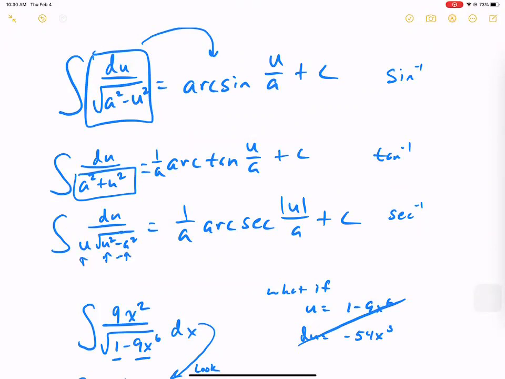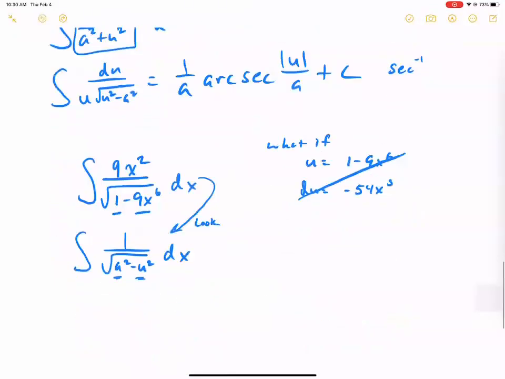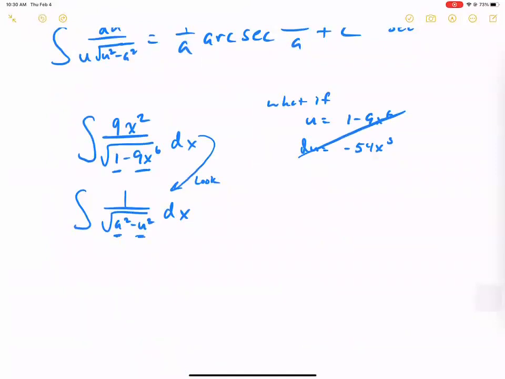So my hope first is that it's secant. Oh, sorry, sine. It's sine. That's my first hope because that's easier. So take a look here. We're going to have to declare a new u, and the u is not going to be 9x to the 6. That is not my u value.